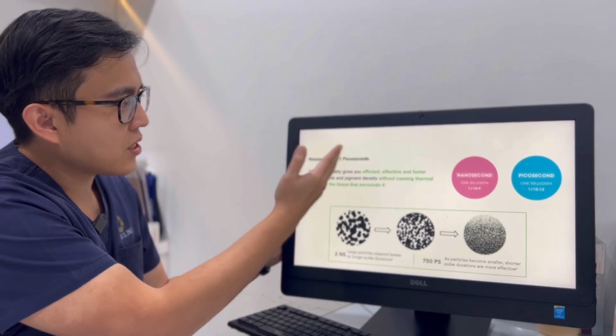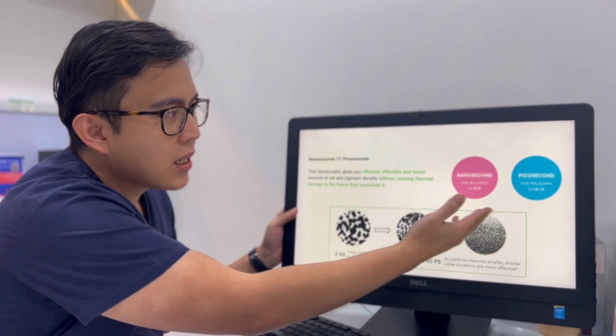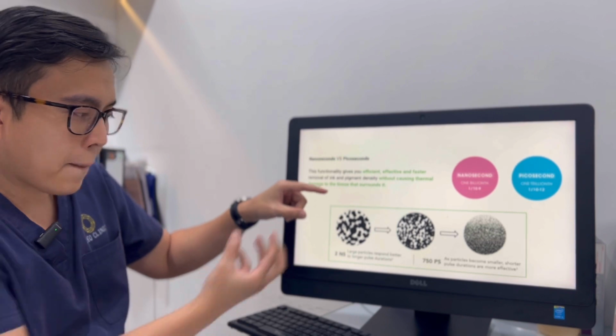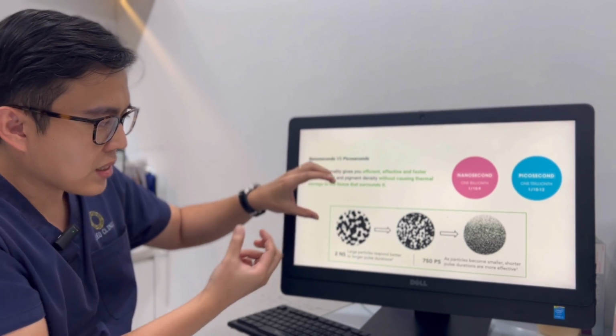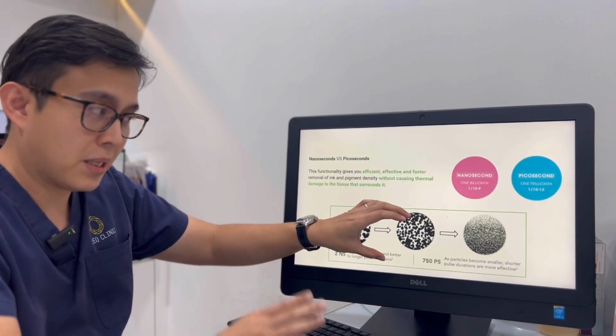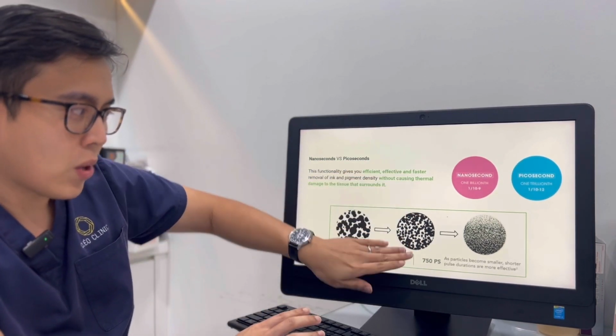So I'll show you in a picture. This is nanosecond versus picosecond, one billionth of a second versus one trillionth of a second. With nano speed, it breaks the pigmentation melanin into smaller particles. That's what laser does. It doesn't remove pigment, it breaks the pigment. That is what nano can achieve.